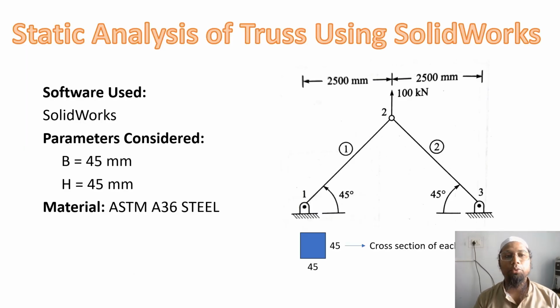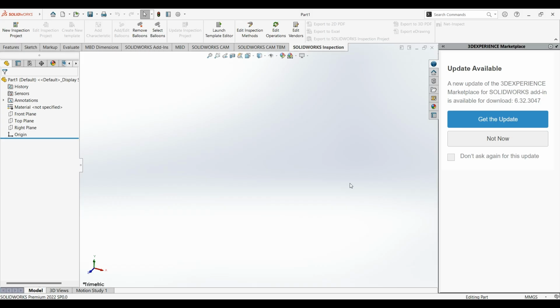In this video, we are doing static analysis of a truss using SolidWorks. The truss was given here. It has two elements with three nodes: node number one, node number two, and node number three. The cross section of the member was given as a square cross section with 45 breadth and 45 height. The material used here is ASTM A36 steel.